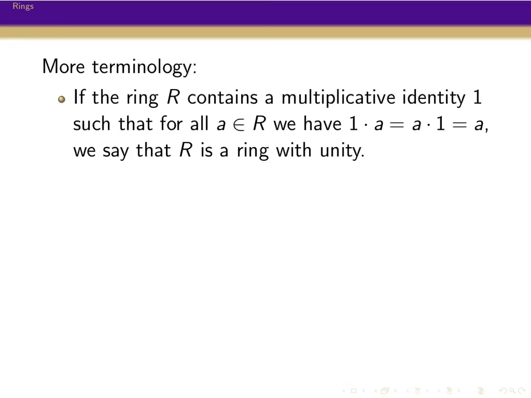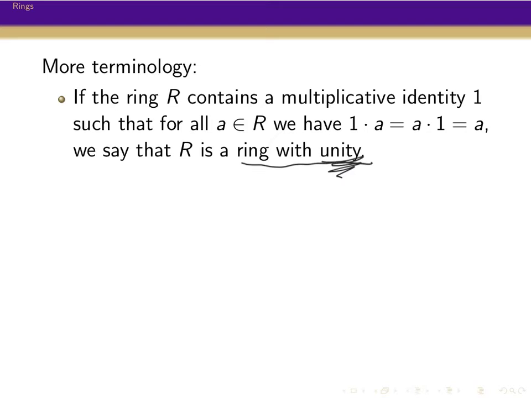Okay, so here's some more terminology. In a lot of these rings that we were just talking about, they also have a multiplicative identity, which we will call 1. This is an element of the ring such that for any other element A of the ring, we have that 1 times A is equal to A and A times 1 is equal to A. If a ring has a multiplicative identity, then we will call it a ring with unity. And so unity means it has a multiplicative identity.